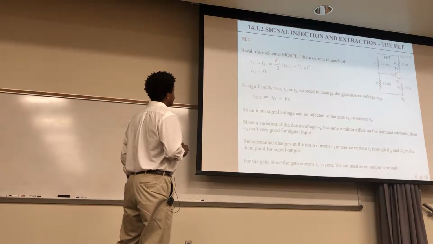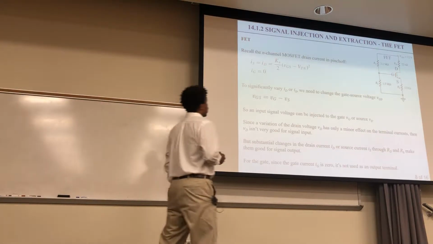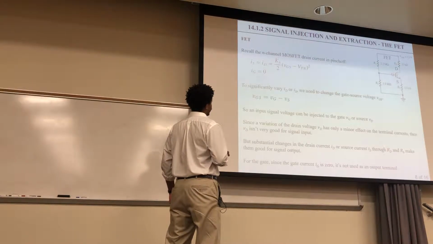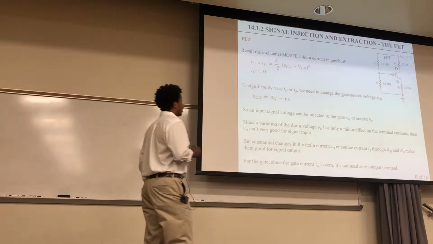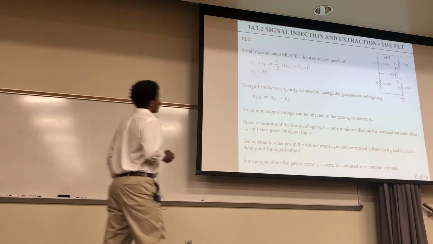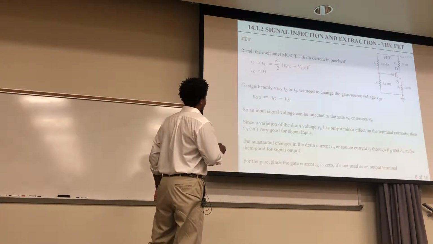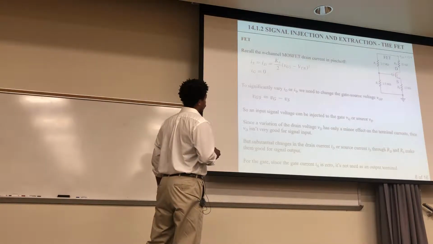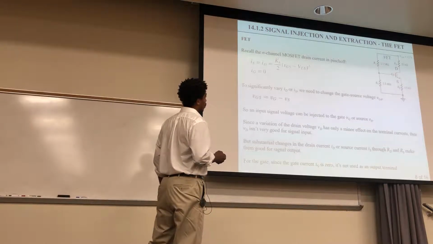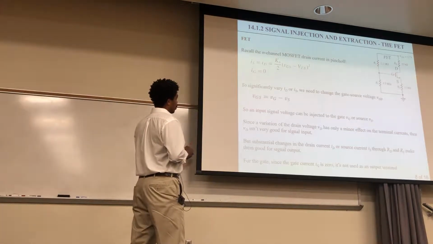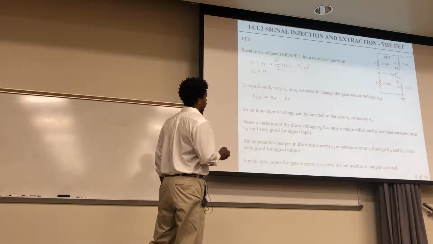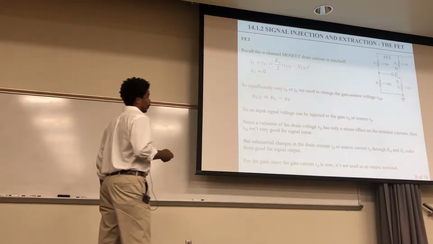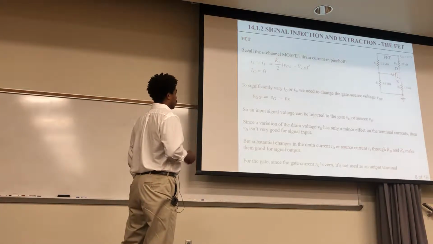So for the FETs, recall the N-channel MOSFET drain current in pinch-off is of this form. Here's the transconductance, here's the voltage between the gate and source, and this right here is the pinch-off voltage. So to significantly vary the drain current or the source current, you need to change the gate source voltage. You can either change the voltage at the gate or the voltage at the source. So an input signal voltage can be injected into the gate or the source. Those are good input choices.